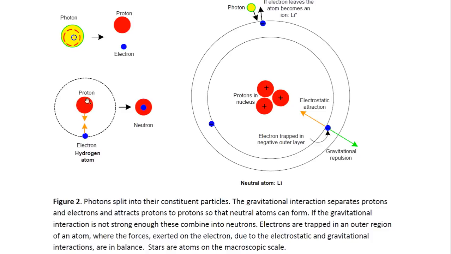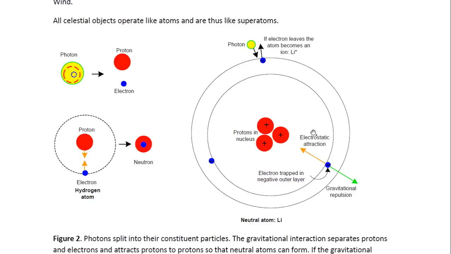But when there is not enough gravitational energy inside the particles, then the gravitational interaction is not strong enough to overcome the electrostatic interaction, and the hydrogen atom would collapse into a neutron. So the electron and the proton come together and form a neutron. And the same thing occurs in all atoms, no matter how many protons they have in the nucleus. So this is a lithium atom that would contain 4 protons in the nucleus and 3 electrons outside the nucleus.